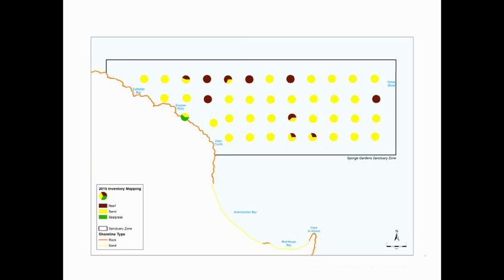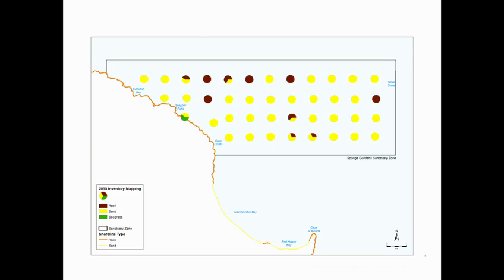So at its simplest, this is an output for an area that we mapped late last year on KI, the Sponge Garden Sanctuary Zone. It's a fairly simple output, and it's been used in some of our recent reporting for RIAS. Basically, each of the dots is a pie chart where a video was dropped, and it represents the proportion of reef, sand and seagrass at each of those locations.